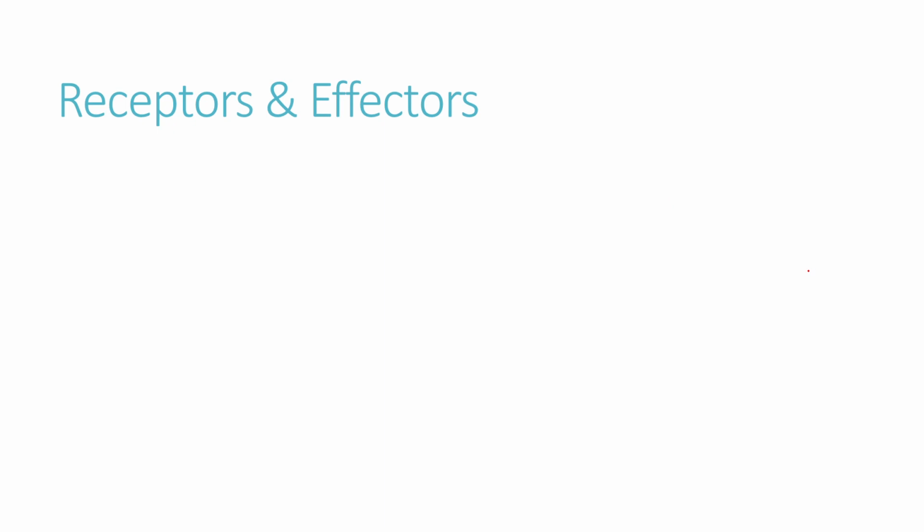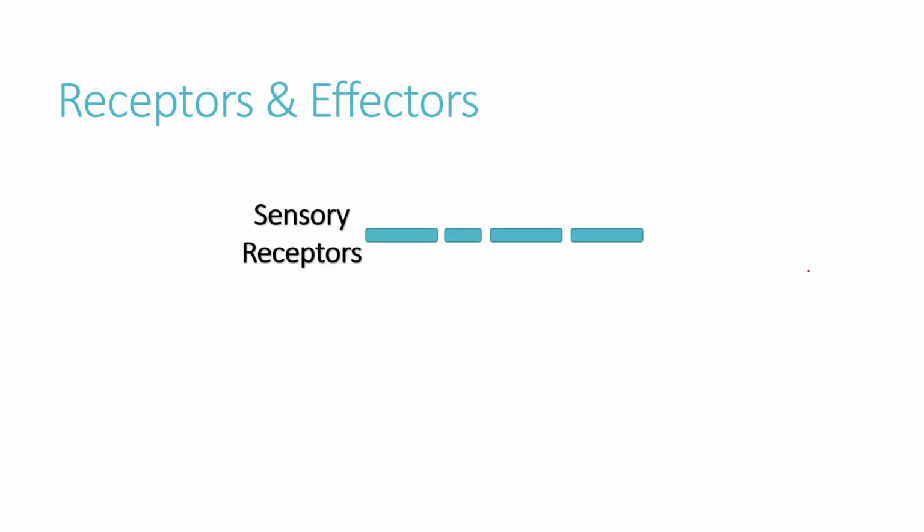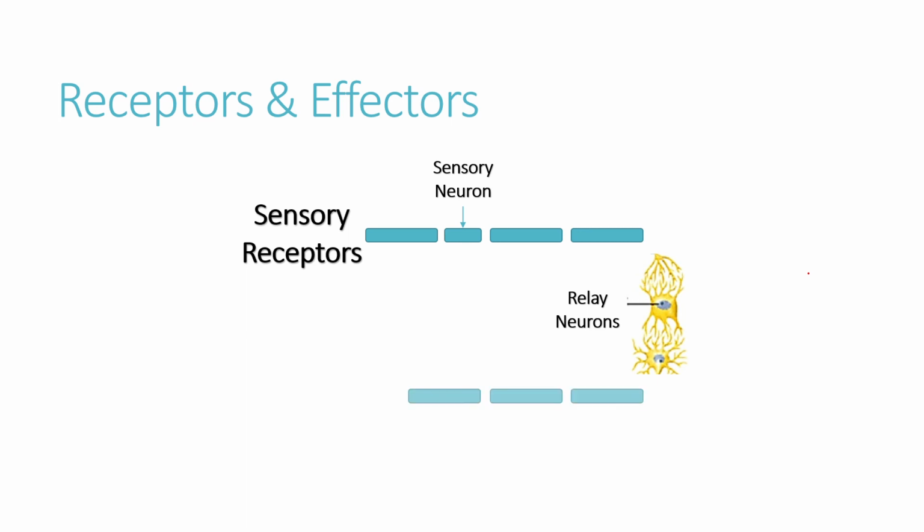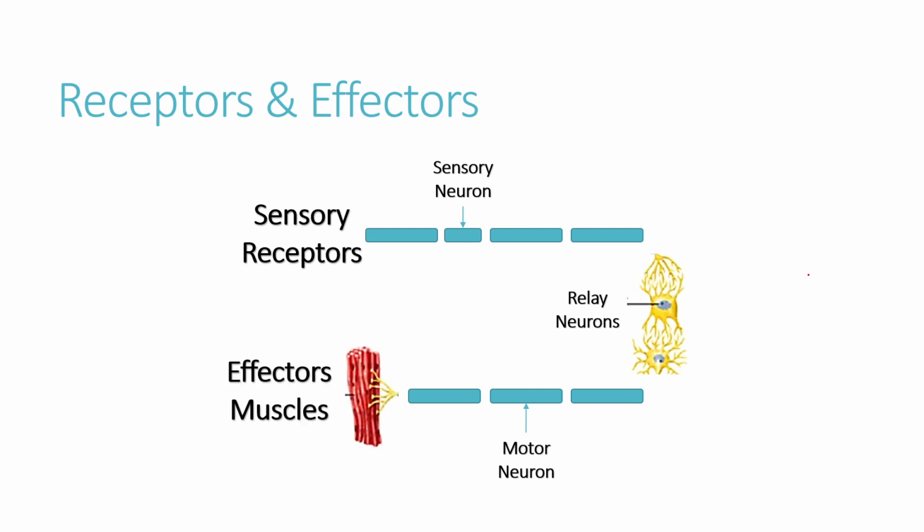The general road starts with some sensory receptors. They collect information from inside and outside the body. A sensory neuron detects this type of stimuli. Then the information is decoded through relay neurons located in the brain or in the spinal cord. A motor neuron sends the activation messages to the effectors, such as your muscles. They receive this message and move the body.